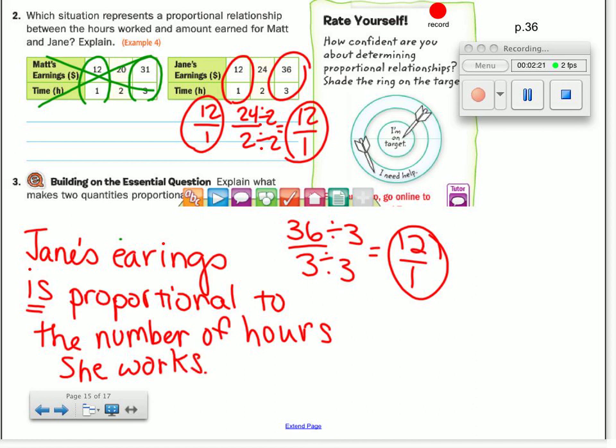Because in our real world, we can go ahead and say, oh, so she must make $12 for every 1 hour she works. Whereas Matt, one day he might make $12 an hour. The next day he might only make $10 an hour. His changes. His is not proportional. Whereas Jane always makes the same amount. She always makes $12 in 1 hour.